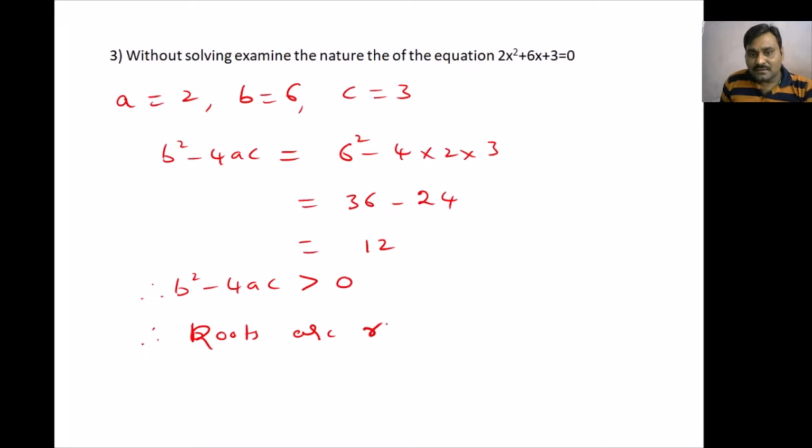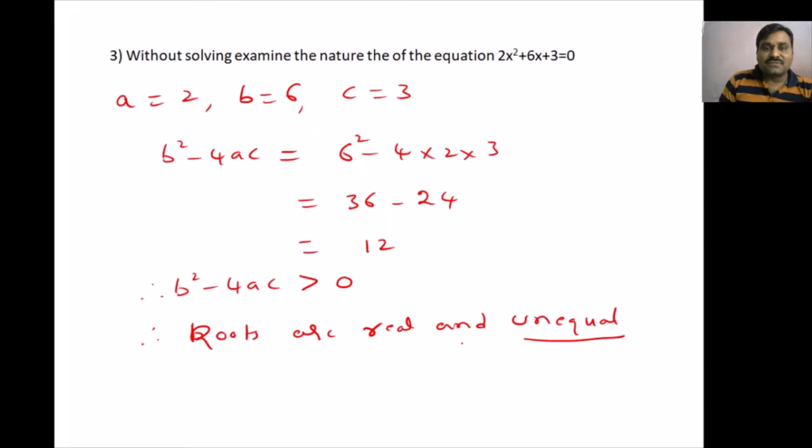real and unequal. So here the roots will not be the same, they are going to be different roots, means real numbers only we are going to get, but their values will be different. Roots are real and unequal. So these are the three different types of questions where we got the different three cases.